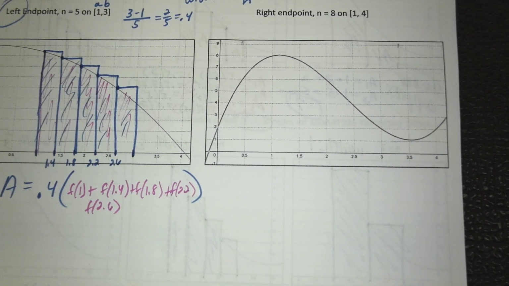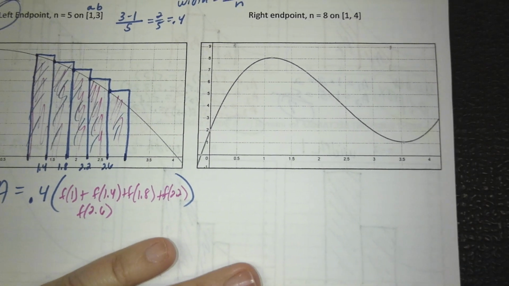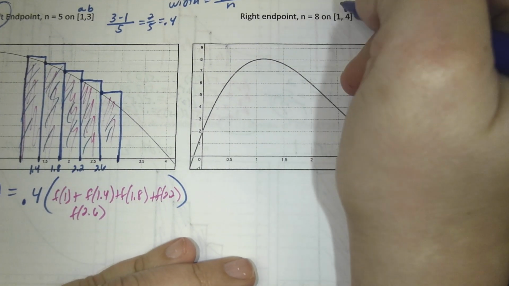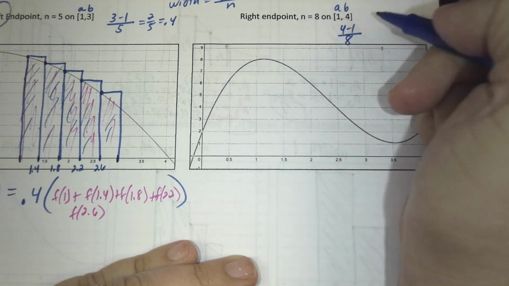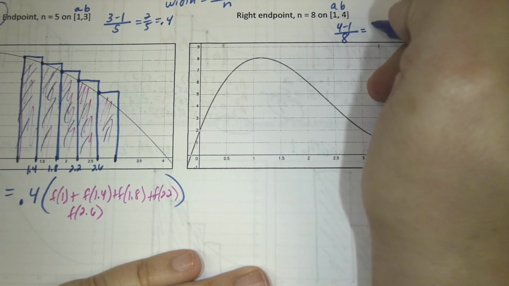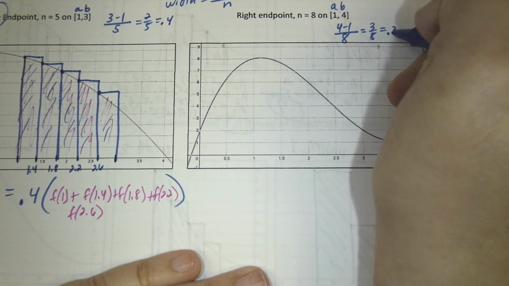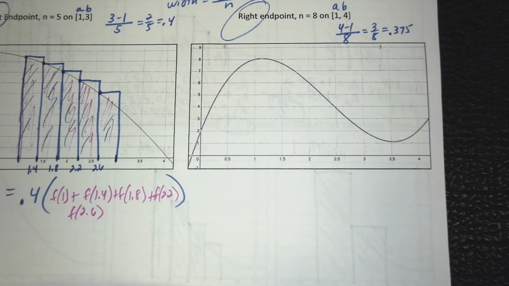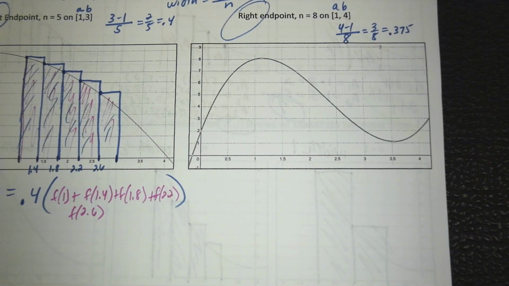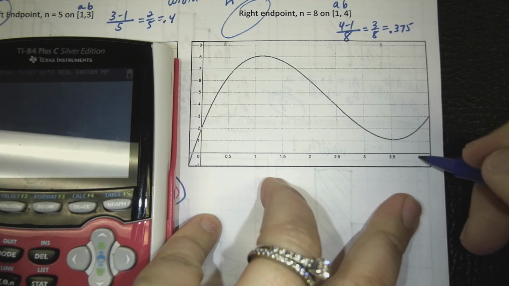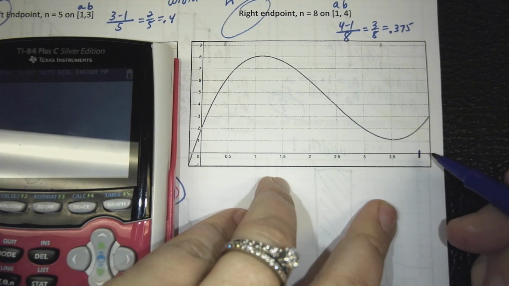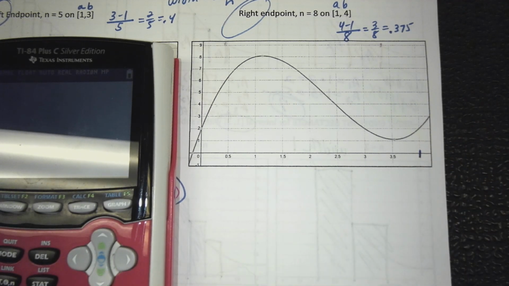Right endpoint of n equals 8 on the interval 1 through 4. So again, this is my b, this is my a. b minus a over 8 rectangles. 3 over 8 is 0.375. Now, this is a right endpoint. So I'm going to show you how to do this on the calculator, because you need to start on the right. The right starts at 4. Would you agree?